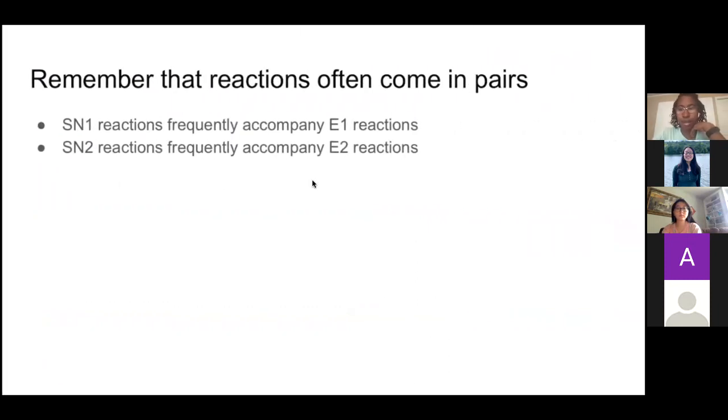So something to keep in mind as we try to figure out which reactions will occur in which circumstances. Remember that reactions often do come in pairs, so sometimes there's more than one correct answer. For example, SN1 reactions frequently accompany E1 reactions, while SN2 reactions frequently accompany E2 reactions. And we'll talk a little bit more about when and why that may be the case.